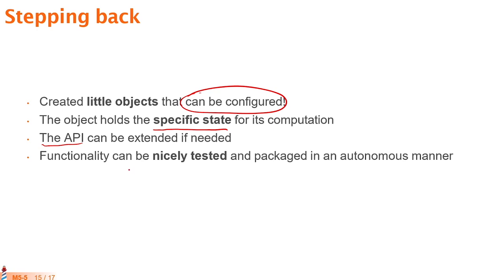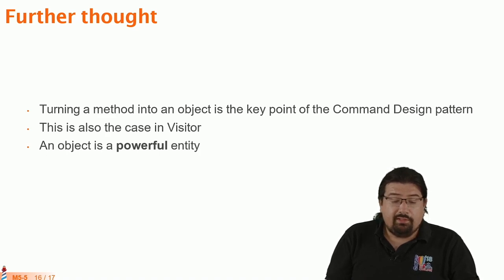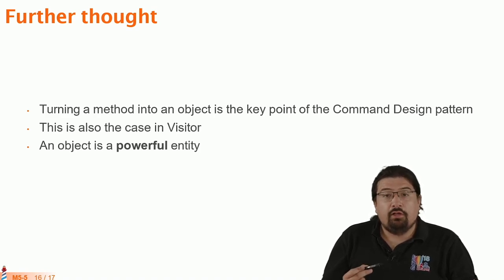And as we have little objects and these objects are independent, we can write beautiful tests on them so we can test if they are working as we want. This idea of turning methods, turning procedures, turning behavior into objects is a key point of the command design pattern and the visitor pattern. And this is a really powerful idea. You always have to think, if you want to take your procedures, your actions, and reify them as objects to gain flexibility and the ability to configure and add new features in the future and make it more maintainable.